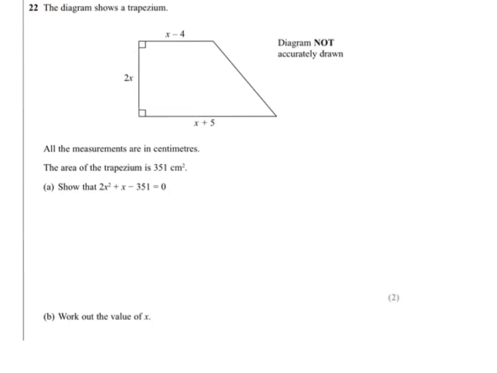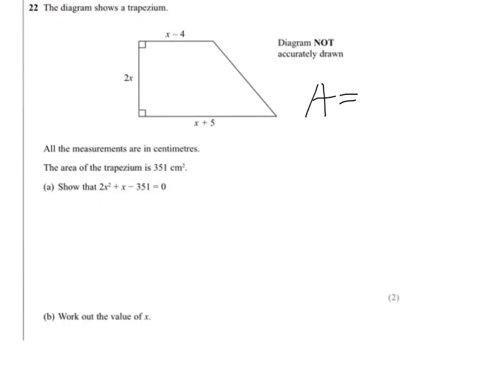Question 22. The diagram shows a trapezium. I've given some of the lengths as expressions in terms of x. The area we're told is 351, and so we've got to show that 2x squared plus x minus 351 equals 0. So it'll help if we write down the formula for the area.